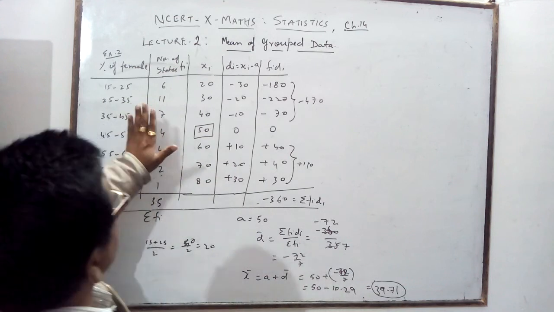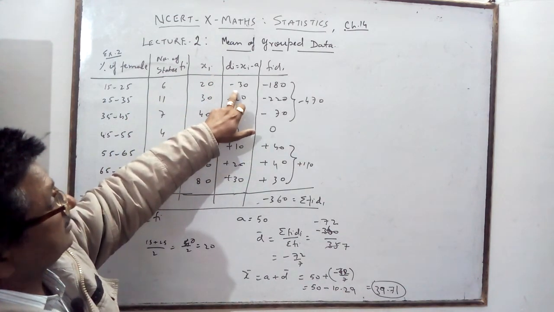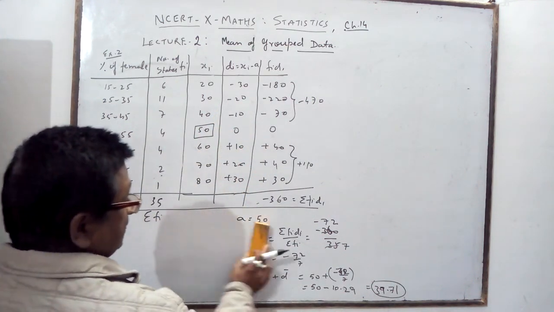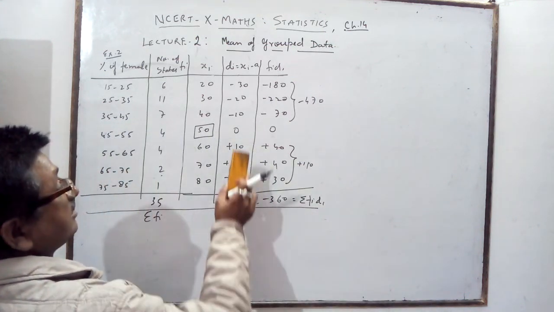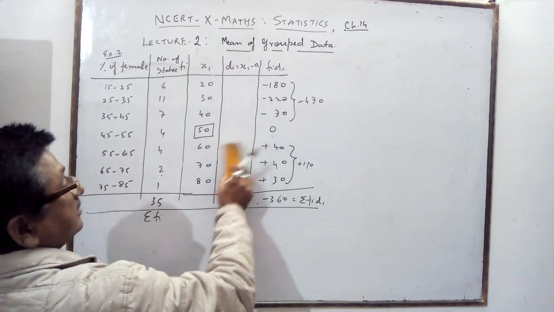If you want to calculate by the UI method, what is the UI method? Step deviation method, that is called the shortcut method. So the same thing you will get. You can change this only.